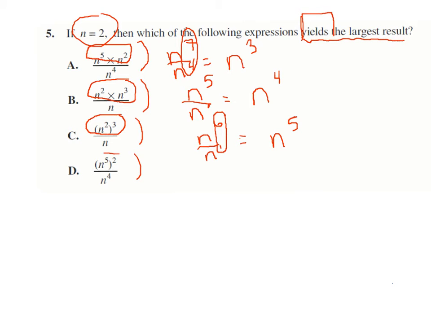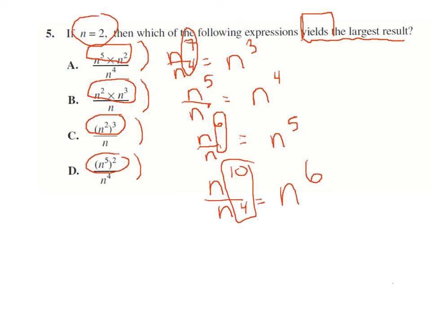And our last question, we still have a power of a power law, so the same law applies. When we have a power raised to another power, we can multiply the exponents together to get n to the power of 10 divided by n to the power of 4. We are now dividing powers with the same base, so we can subtract the exponents, and we get n to the power of 6.